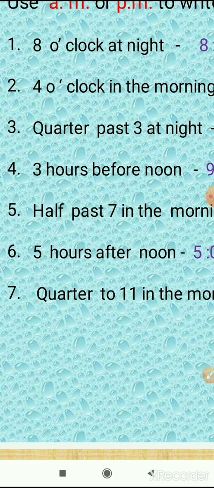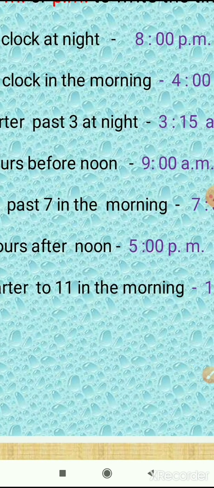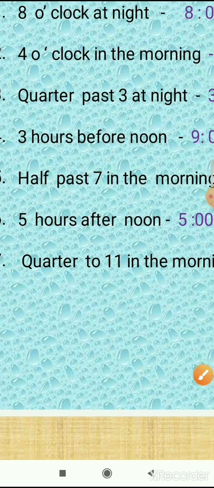5 hours after noon. Afternoon means after 12. After means we have to add. On our regular clock, after 12 the next number starts with 1. So after 12, we have 1, 2, 3, 4, 5. And after 12 noon, we denote the time as PM. So how do we write this time? Look here, students, 5 PM. Okay, now see the next example.